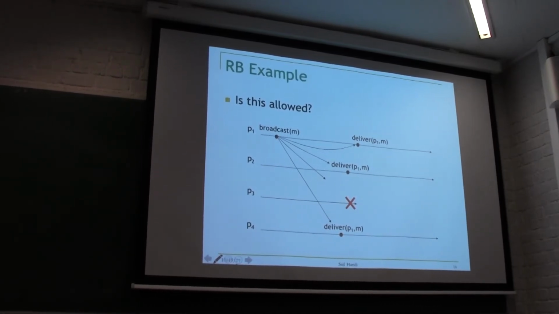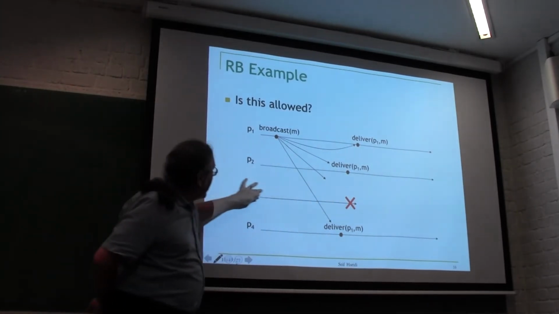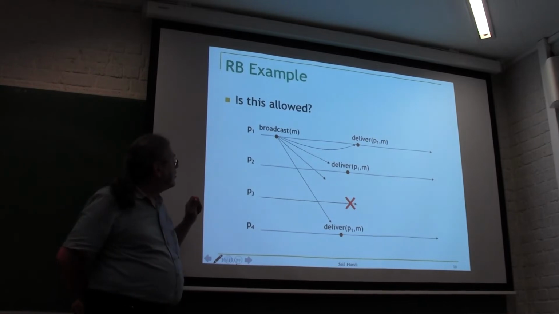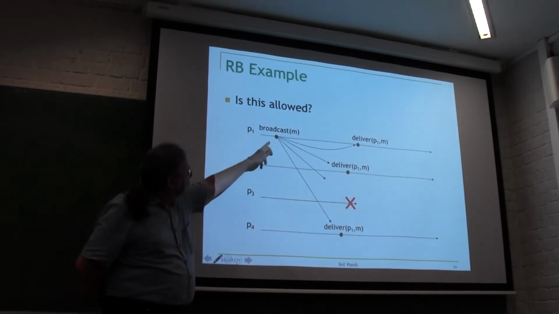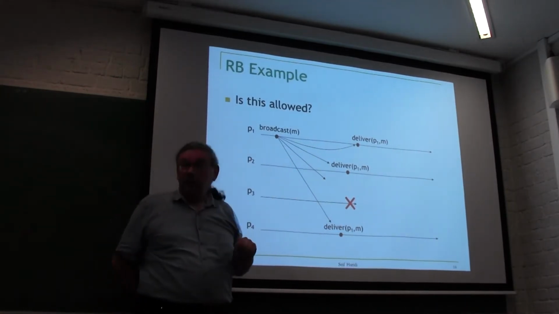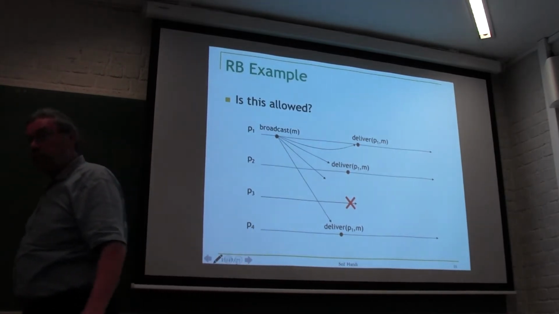Yes? Why? We do not care about crashed nodes. You don't care about crashed nodes, so we don't worry about P3. And what about the others? Correct nodes deliver to all other correct nodes. So P1 delivers to itself, that's correct, and all the other correct nodes also get it. So we're fine here. This is a correct, reliable broadcast.